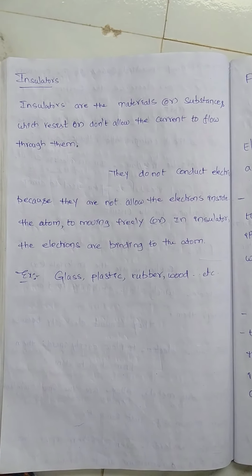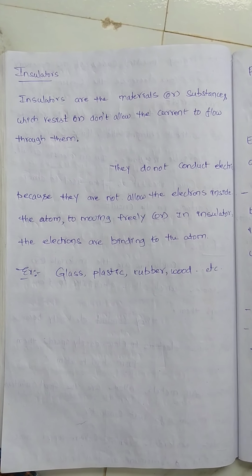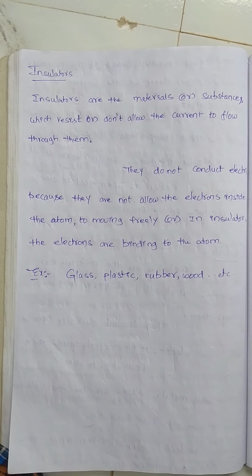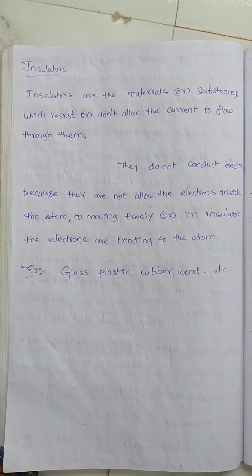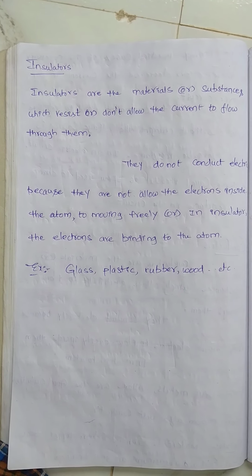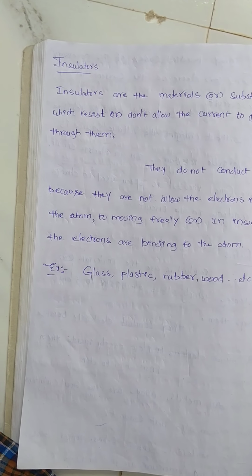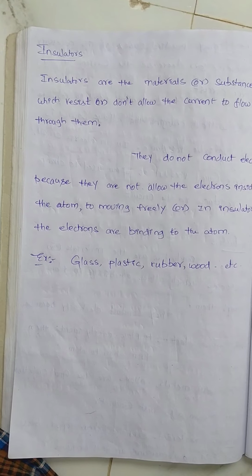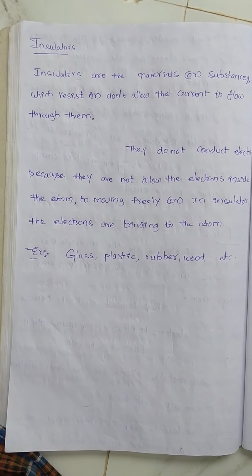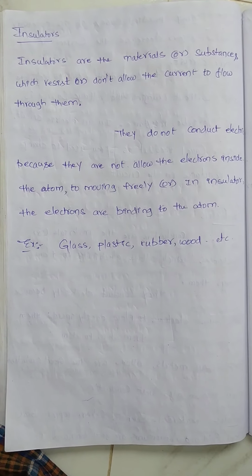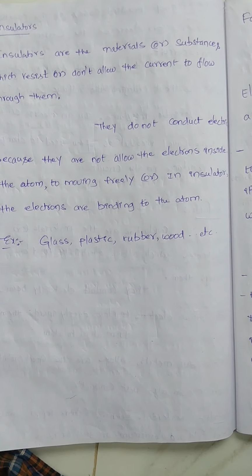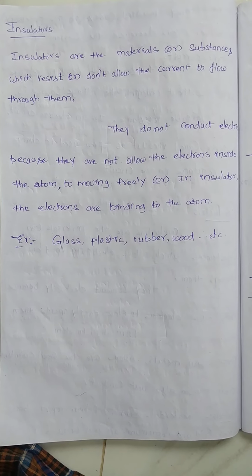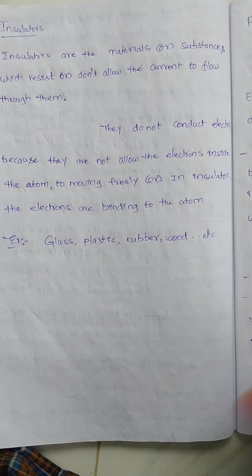These are the best examples of insulators. Again I am telling, conductors allow electrons to move from one atom to another atom. They conduct electricity and allow the flow of current. The best examples are all metals and alloys, even the human body. And what is an insulator? Insulators are the materials or substances which resist or don't allow the flow of current. Best examples are glass, plastic, rubber, wood, etc.